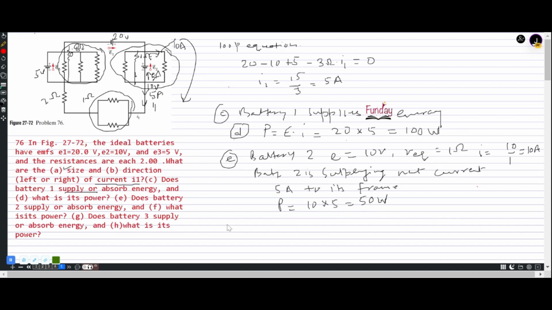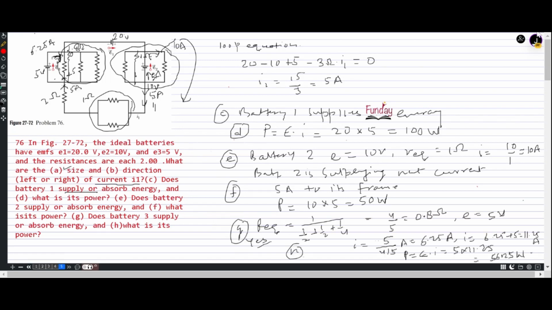That is 50 watts. Now we'll move on to question G. G is, does battery 3 supply or absorb energy? Now you would notice that battery 3 has an equivalent resistance of 0.8 ohm. That is 1 over 1 over 2 plus 1 over 2 plus 1 over 4, because there are two resistors of 2 ohm in series. So that makes the equivalent resistance 0.8 ohm, and we have a potential difference of 5 volt across it. That means the current through the resistors is 6.25 ampere, 5 over 0.8.